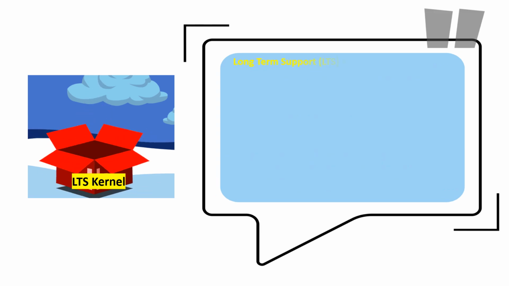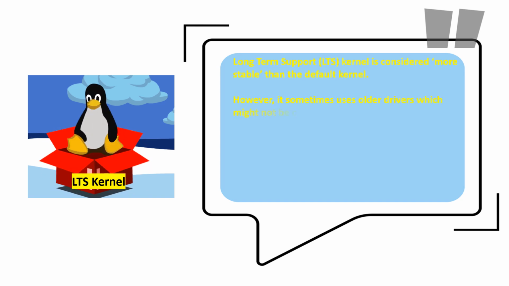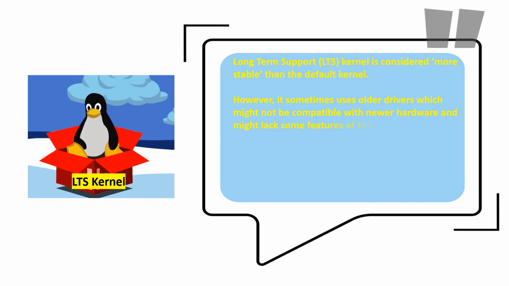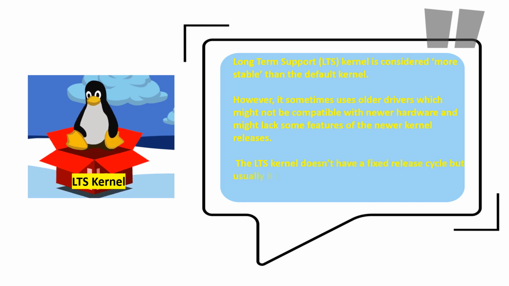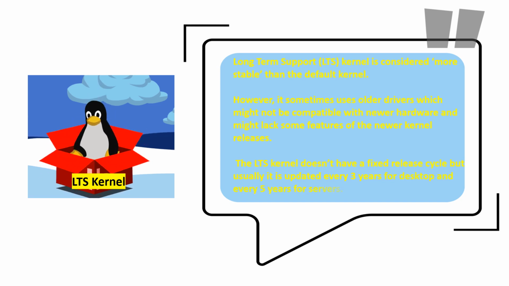Next is the long-term support kernel. It is considered more stable than the default kernel that we saw already, but it uses older drivers which might not be compatible with newer hardware and might lack some features of the newer kernel releases. And this LTS kernel does not have a fixed release cycle, but usually it is updated every 3 years for desktop and every 5 years for servers. So this is about the long-term support kernel of the Linux operating system.